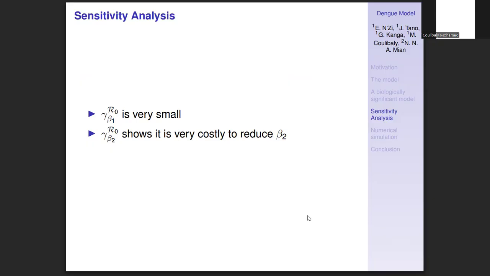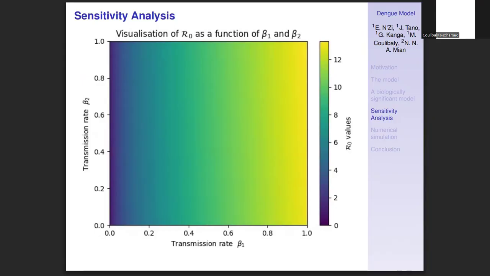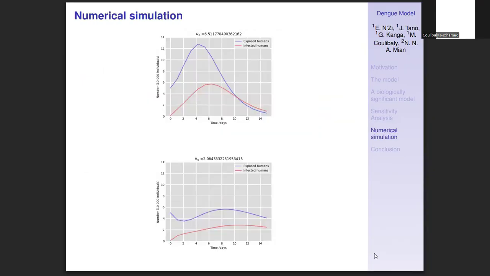So the control of the disease is possible with the control of the parameter beta 1. We show a visualization of R0 as a function of beta 1 and beta 2. This visualization corroborates our conclusions. We get also some numerical simulations.